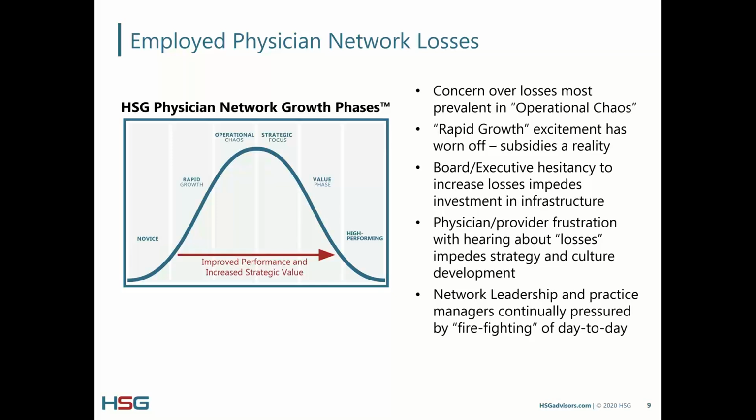And network leadership, which is likely in that operational chaos phase, is way understaffed, way lacking the capabilities it needs to run a network of this size. They're feeling continually pressured to fight fires every day because they have no consistency or management philosophy across the entire network. So they're basically having to treat every practice, and in some cases every provider, as a one-off, and everything is a challenge, everything is a fight. So that's what operational chaos is to us, and that's generally where we see people most concerned about losses, before they've really made that investment in infrastructure that allows the network to get past the subsidy discussion.